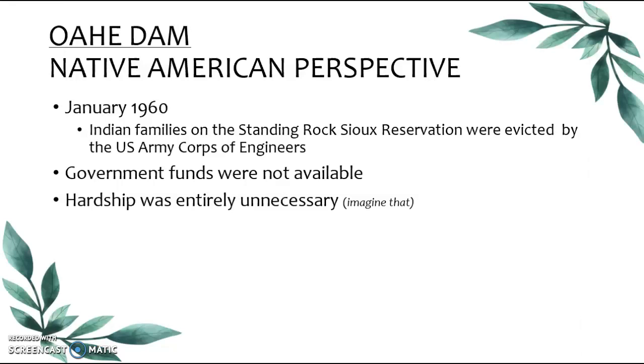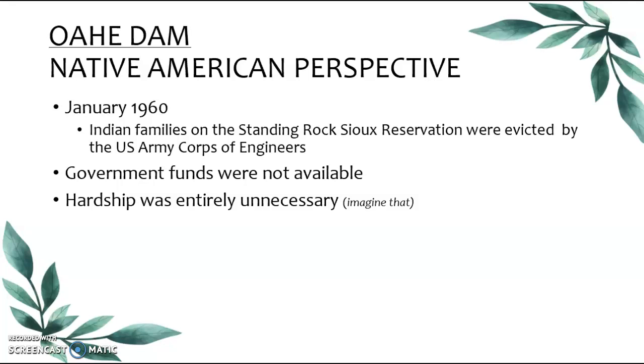Moving on to the Native American perspective of the dam, in January of 1960, the United States Army Corps of Engineers evicted 190 Indian families on the Standing Rock Reservation in the dead of winter, with temperatures reaching below 31 degrees below zero. These families were forced to gather their possessions and evacuate their land touching the Missouri River. The Corps of Engineers declared this land would soon be flooded by the Oahe Dam and considered this emergent.